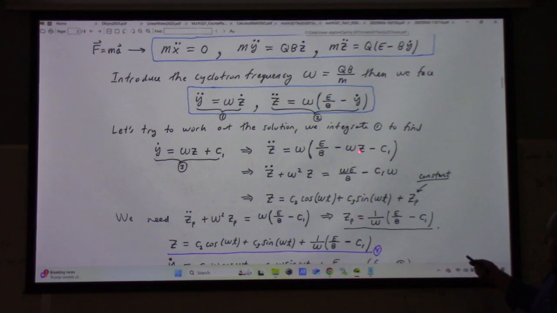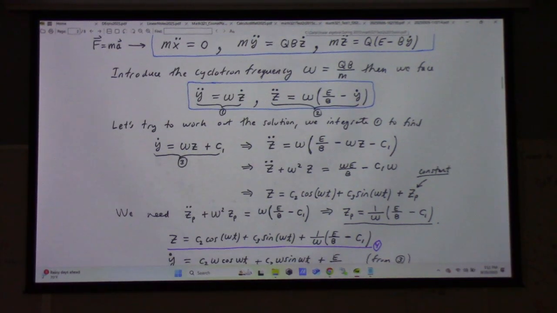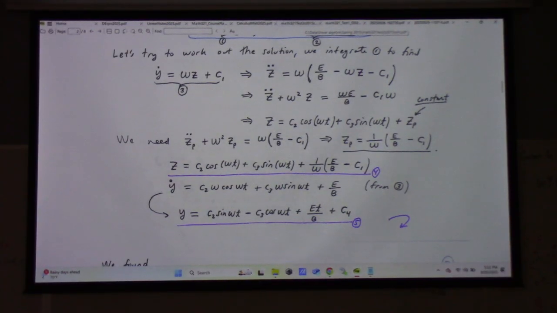Cool stuff happens. When I rewrite this, I get z double dot plus omega squared z, equal to a constant. Oh, constant coefficient in z, yay. And this is just a constant, so I can solve that pretty easily. The solution is just this. My particular solution is just particularly this. Or you could call this the homogeneous solution, and this over here is the nonhomogeneous solution. If you wanted to use that kind of language, you could.